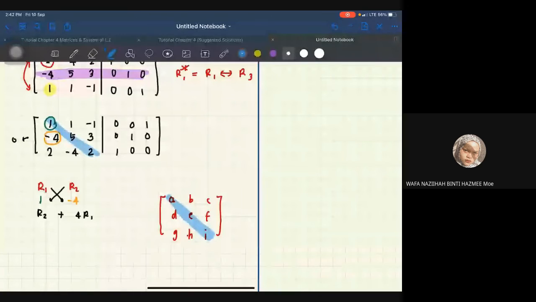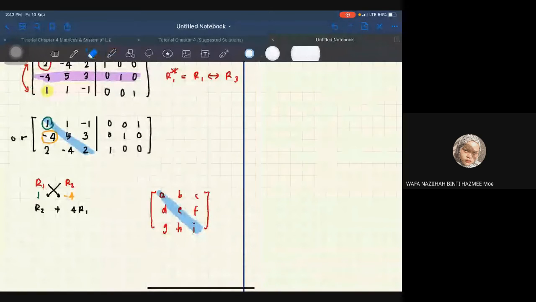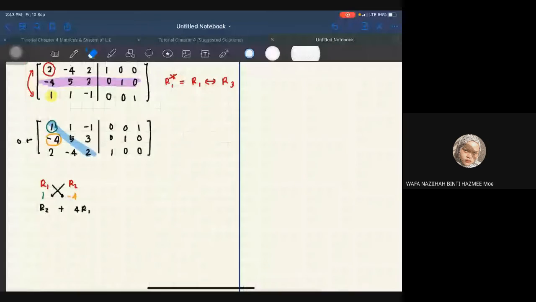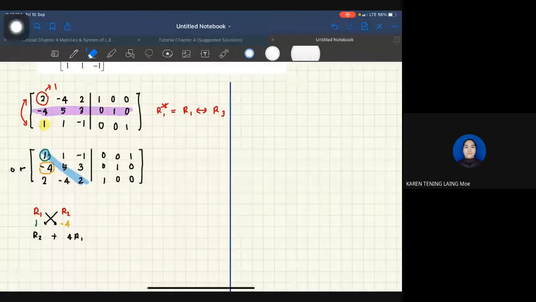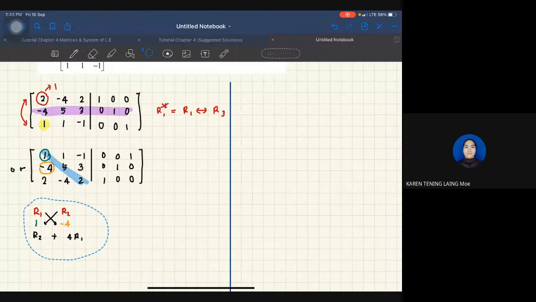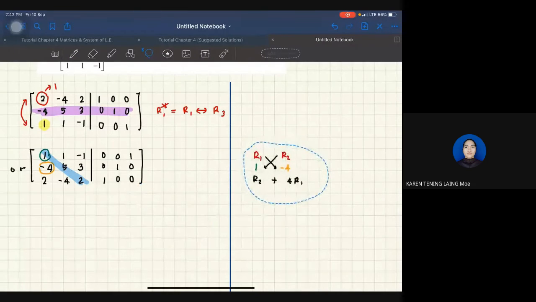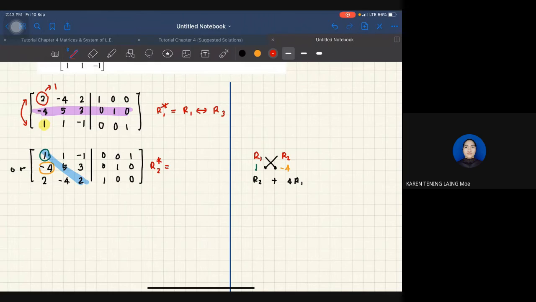Okay, and then saya akan tulis kita punya question dekat sini. So, kita nak cari row 2 kan tadi. So, row 2 star is equals to this one over here. So, you just copy it back. So, you have R2 plus 4 R1. Okay, macam tu. Alright, so awak masuk je dalam calculator.